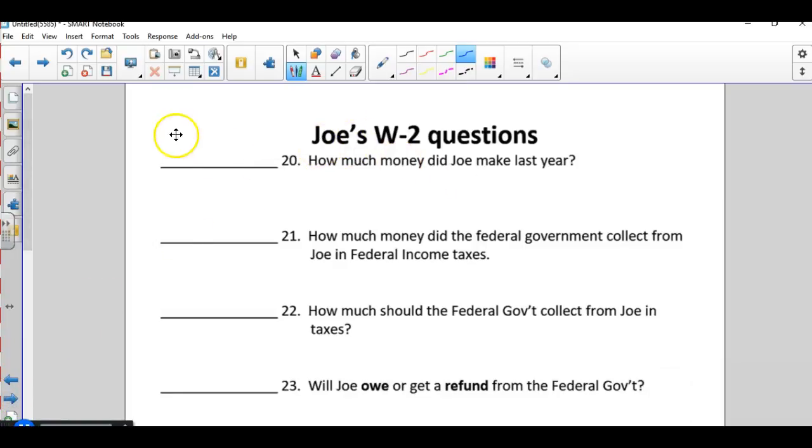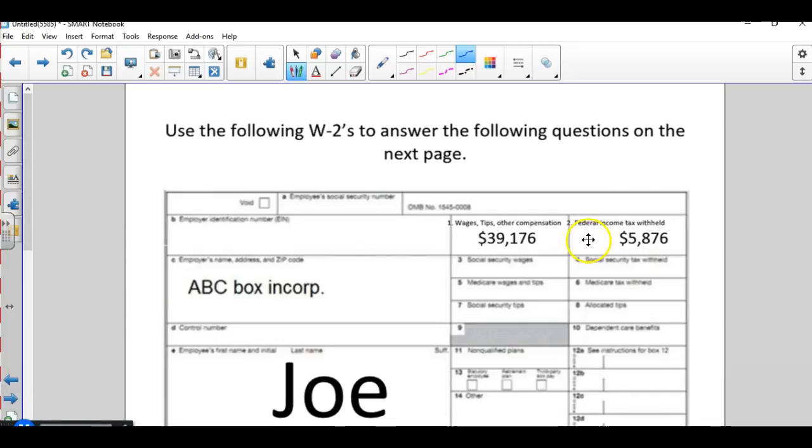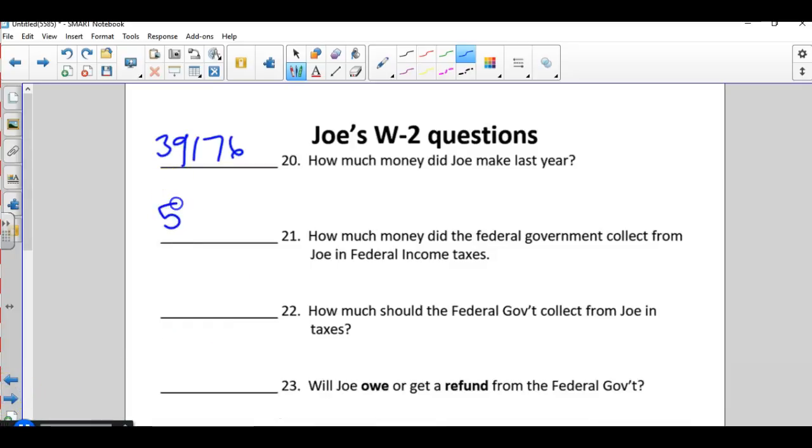How much did he make last year? $39,176. All right. How much did the federal government collect in taxes? Well, if you go back to this, you'll see it, $5,876. Now, the next question says, how much should the government collect from Joe?